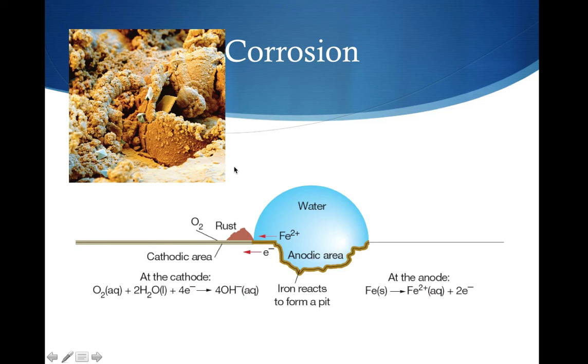Unit 2 Chemistry, Chapter 16, Part 3, looking at reactions involving redox and their effects. So first of all is corrosion.